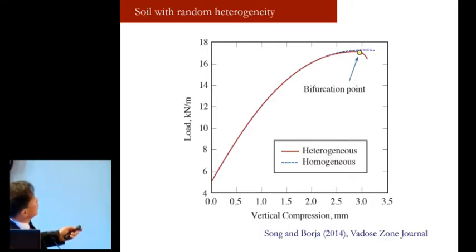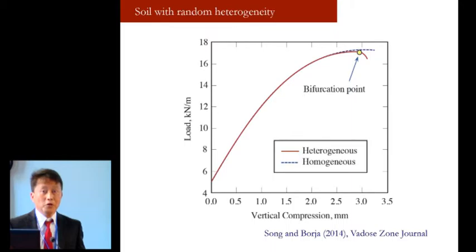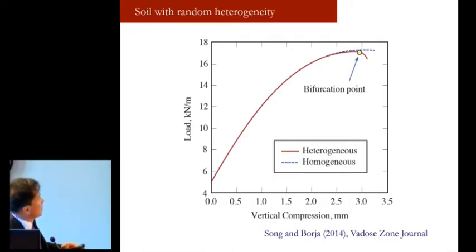Here's a plot of load as a function of the vertical compression. Note here that I am not plotting stress versus strain. The reason being that I am considering the problem as a boundary value problem. It is not an element problem. We're considering the spatial heterogeneity in the different parameters.